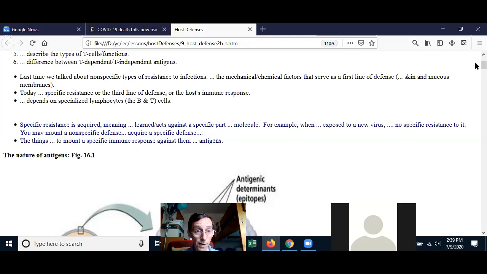Today we're going to move on from the non-specific defenses and talk about a specific host immune defense, or the third line of defense. When we talk about a specific host immune defense or the third line, we're talking about the same thing. And this is the host immune response to an invading pathogen. The host immune response depends on two specialized lymphocytes, and we'll talk about them. They are the B cells and the T cells. And you can also call those B lymphocytes or T lymphocytes.